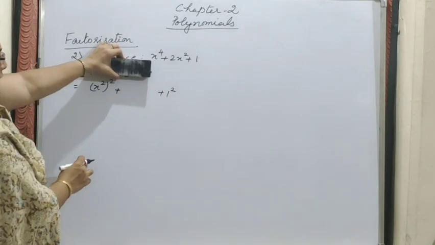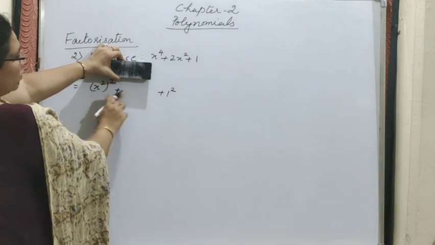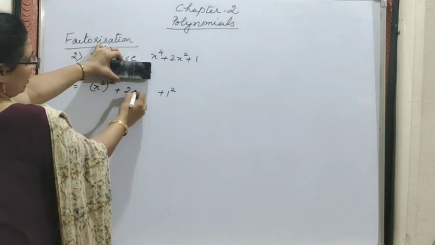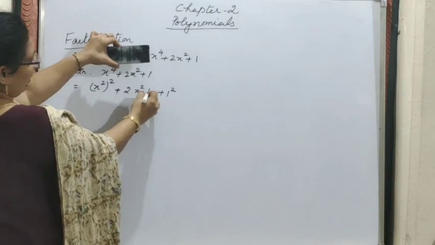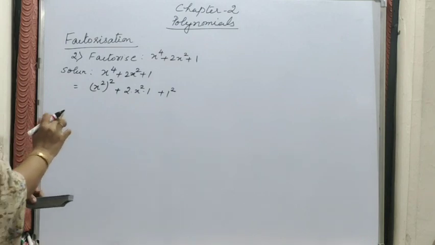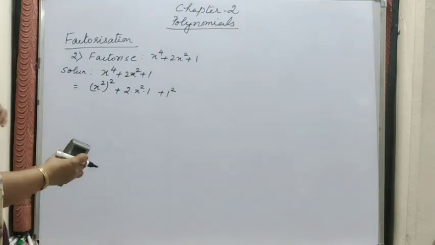What are the possible answers for the middle term? It is a square, it is b square, right? So 2 into ab, so it is 2x square into 1. Now you check whether we are getting the middle term back. 2x square into 1 is 2x square only. Now what can we write there?